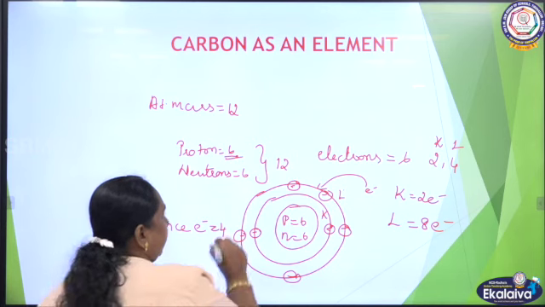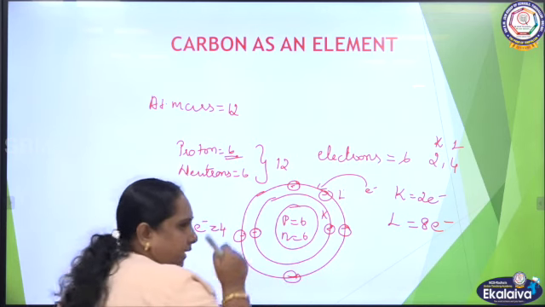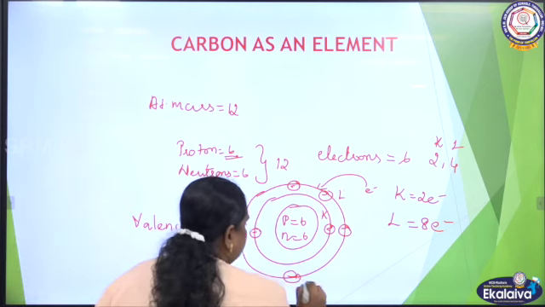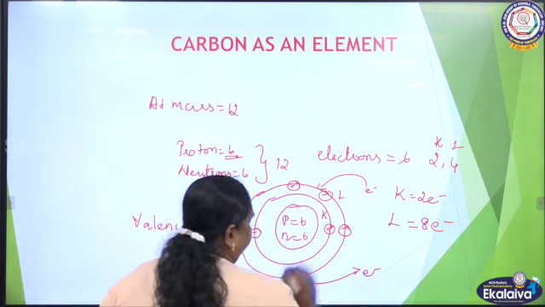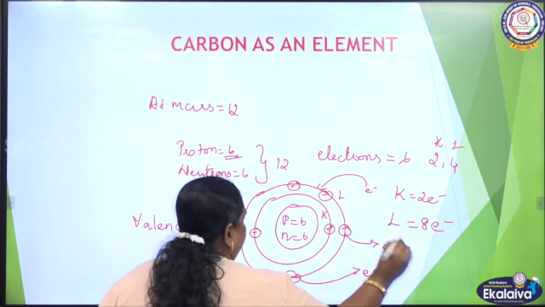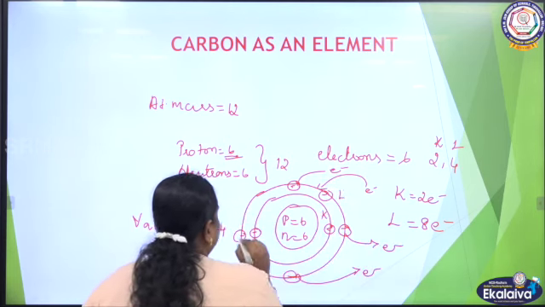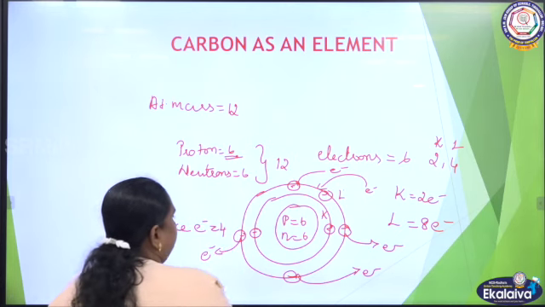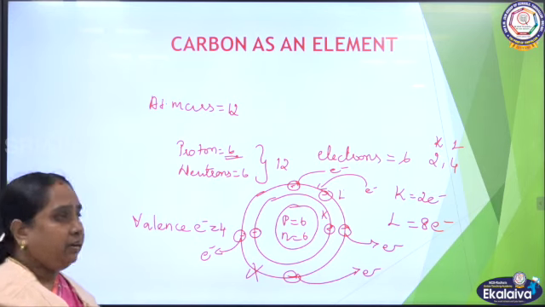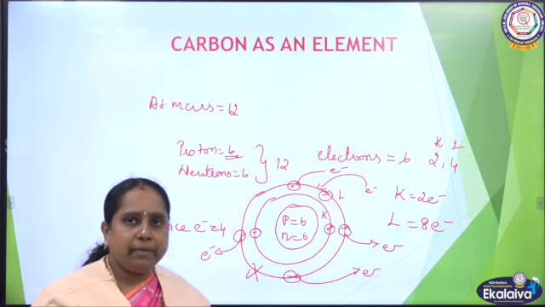Let us come to the next thing. It has 4 electrons. Will it donate electrons? Just imagine if it loses the 4 electrons. If all the 4 electrons have gone, then what happened? This shell will not be existing, and only the inner shell alone will be there.